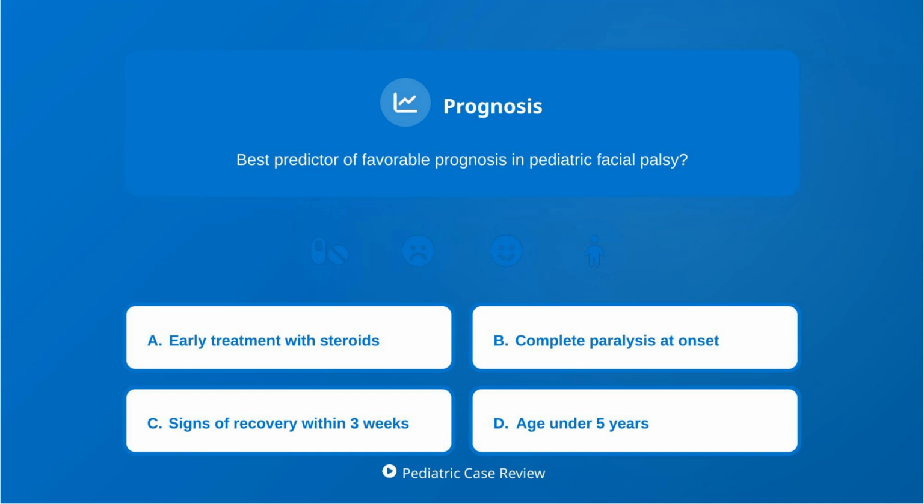What is the best predictor of favorable prognosis in pediatric facial palsy? A. Early treatment with steroids. B. Complete paralysis at onset. C. Signs of recovery within 3 weeks. D. Age under 5 years. Consider which clinical factors are most strongly associated with positive outcomes in children with facial palsy.